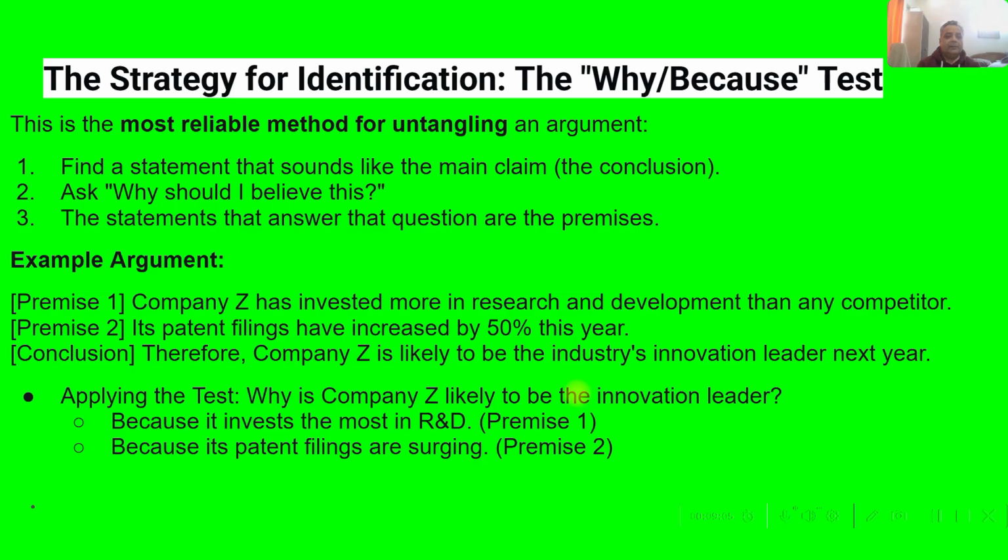Example argument. Premise 1: Company Z has invested more in research and development than any competitor. Premise 2: its patent filings have increased by 50% this year. Conclusion: therefore, Company Z is likely to be the industry's innovation leader next year.